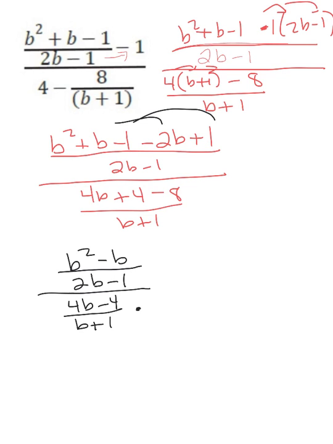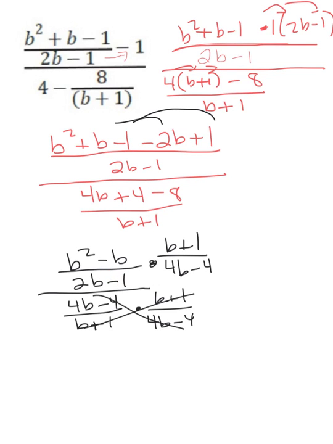Well, of course, we can now multiply by the reciprocal, the b plus 1 over the 4b minus 4. I'll show you it this way. So a b plus 1 over a 4b minus 4. So down here everything cancels, and now we're back to a 2-level fraction, and we change it to multiplication instead of division. I cannot factor anything out down below here.